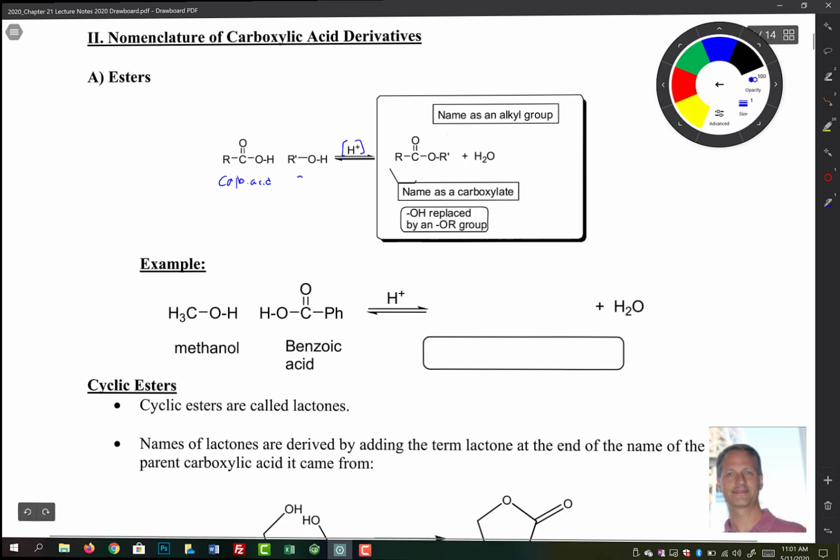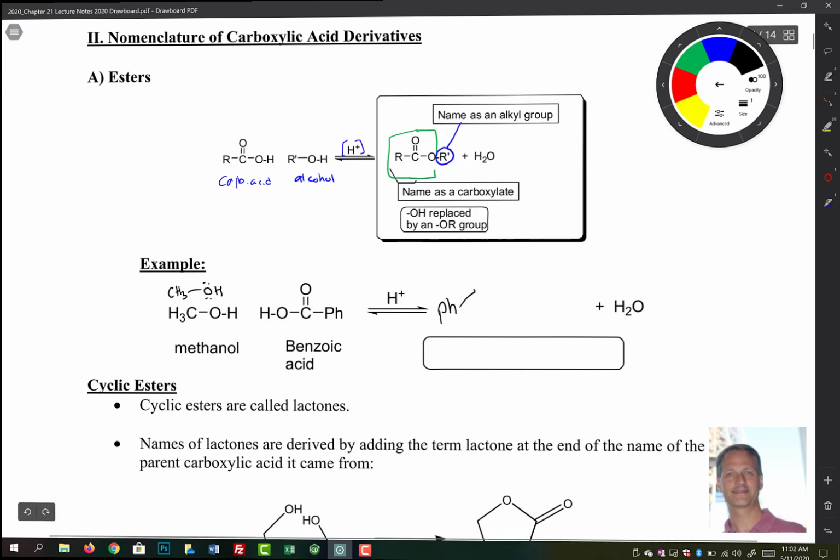Now, the way that we name the esters is that we name this part of the molecule here as a carboxylate, just like it's a salt, like it had a charge. And then this is named as an alkyl group. Now let's look at an example down here below. So here we have methanol. It's really CH3OH, just kind of drawn in a weird direction down there. But plus benzoic acid. So when we put those two things together, what we end up getting is an ester.